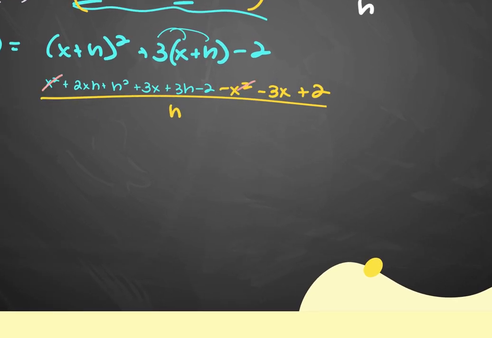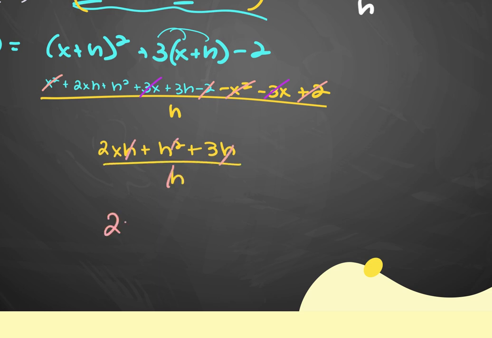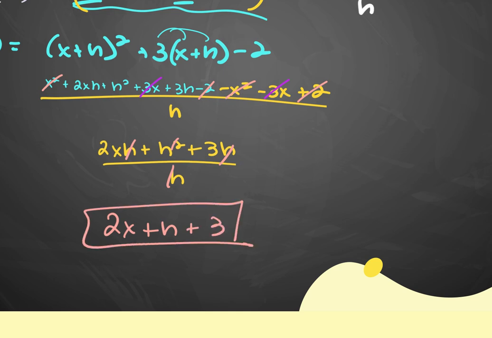The x squared and the negative x squared cancel out. The 3x, the negative 3x cancel out, and the negative 2 and the positive 2 cancel out. And I get 2xh plus h squared plus 3h over h, and then I cancel out the h's on each term, and I get 2x plus h plus 3.